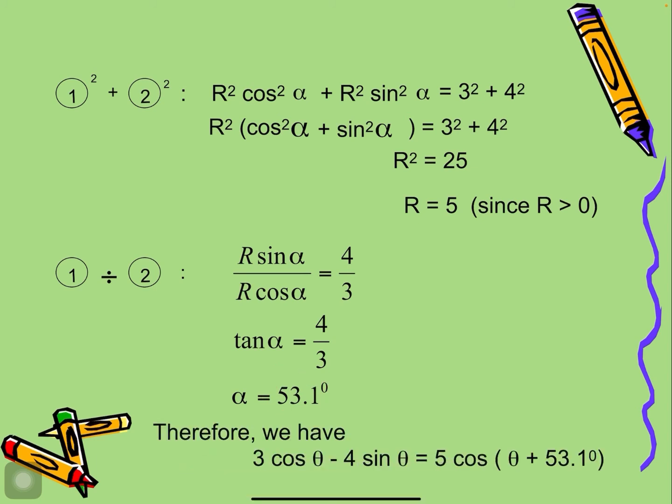And then we have 3 cos theta minus 4 sin theta, which is in terms of two different trigo functions. And it is simplified now as one single function, that is 5 cos theta plus 53.1. Okay, this will be already simplified. It only consists of one single function, while the one on the right hand side just now is two trigo functions, which is more complex to solve. This one is much easier to solve.